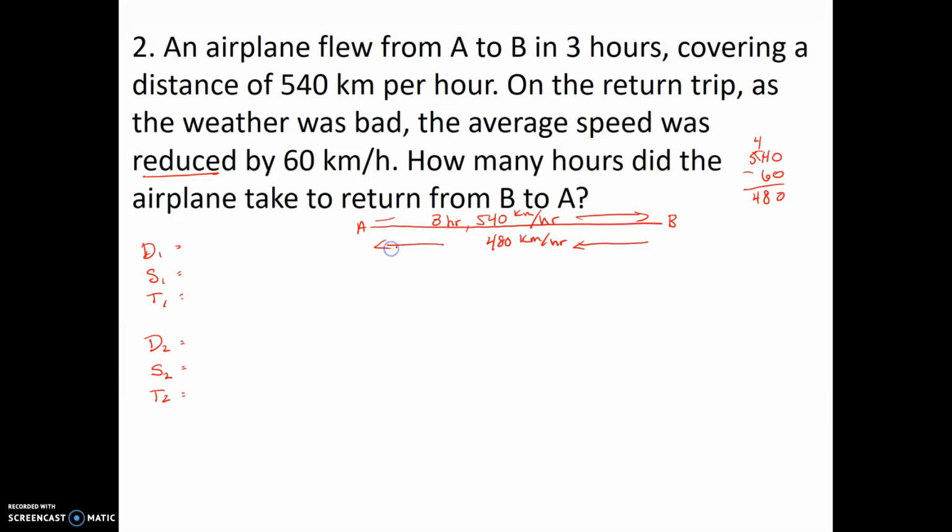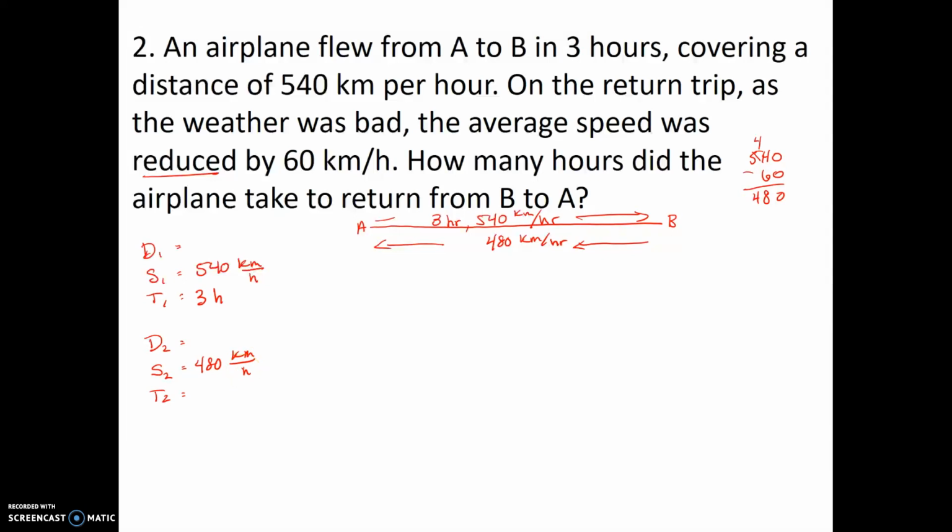We don't quite know yet how much time that took. We don't know our distance one yet, but we do know our speed one. It's 540. And our time one is 3 hours. Our distance two we don't know. Our speed two is 480. And our time two we don't know yet. We have to figure it out.